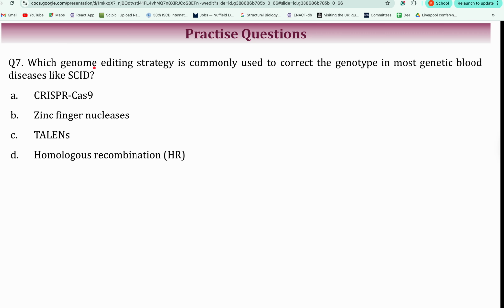The next question is, which genome editing strategy is commonly used to correct the genotype in most genetic blood diseases like SCID? Option A, CRISPR-Cas9. Option B, zinc finger nucleases. Option C, TALENs. And option D is homologous recombination. So you need to tell which genome editing strategy is commonly used. And don't get confused by the options.